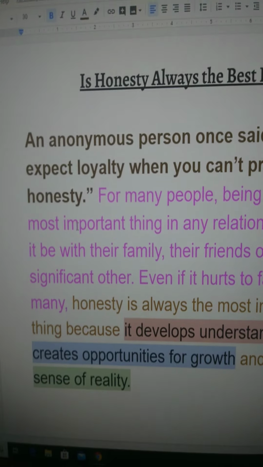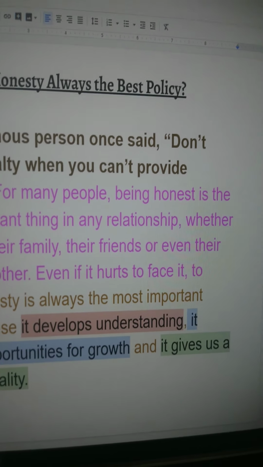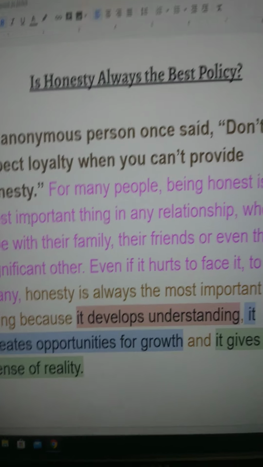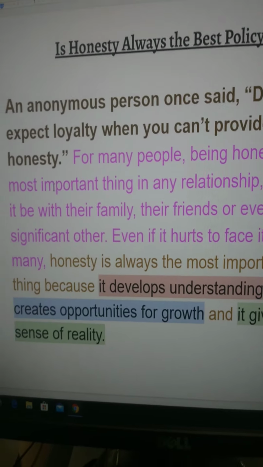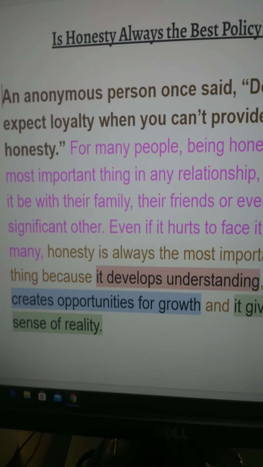So an anonymous person once said, don't expect loyalty when you can't provide honesty. For many people, being honest is the most important thing in any relationship, whether it be with their family, their friends, or even their significant other. Even if it hurts to face it, to many, honesty is always the most important thing because it develops understanding, it creates opportunities for growth, and it gives us a sense of reality.